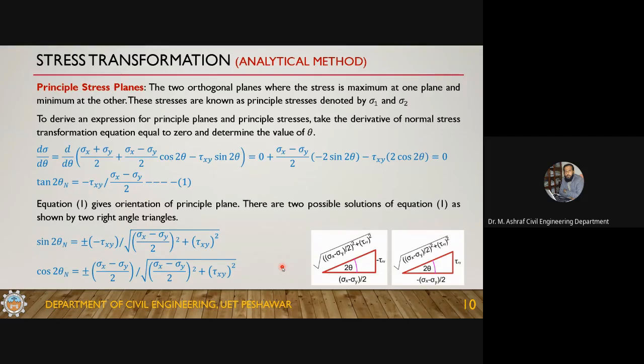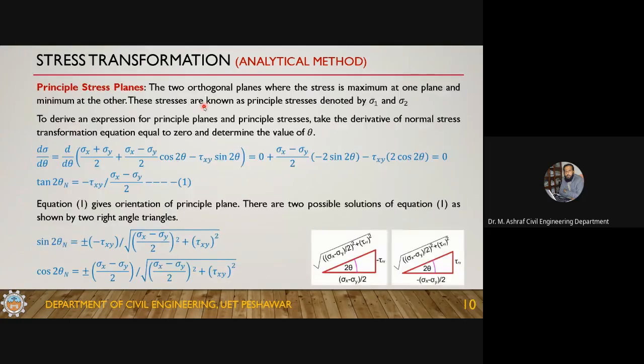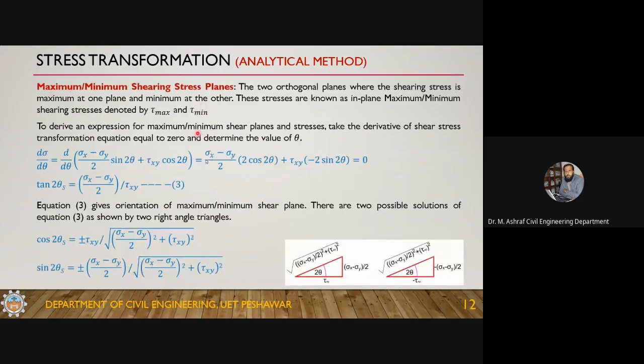Now I'll plug in these values, the sine theta and the cos theta, in the expression. This is the expression for the stress transformation. This is the stress transformation equation, sigma x plus sigma y by 2 plus this. Now if I plug in theta n, it will give me the principal stresses, 1 and 2. It will give me those values. Now plug in the value of sine 2 theta n and cos 2 theta n from these two triangles, from these two expressions.